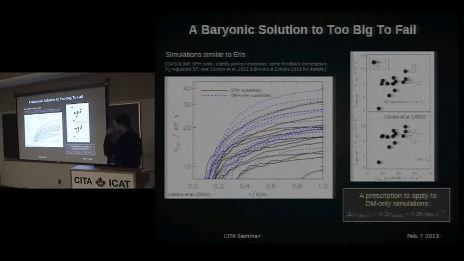And so instead what we did is try to see whether or not by applying the prescription that was calibrated to this simulation for how much this effect is, if we apply such a prescription to the actual dark matter only simulation at very high resolution, whether that can make something too big to fail.